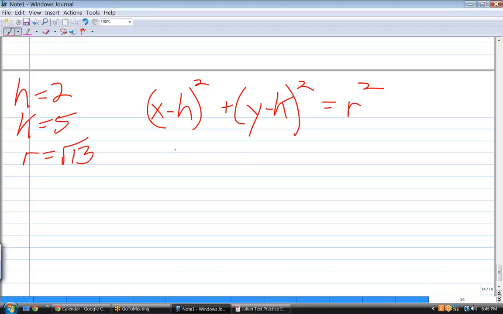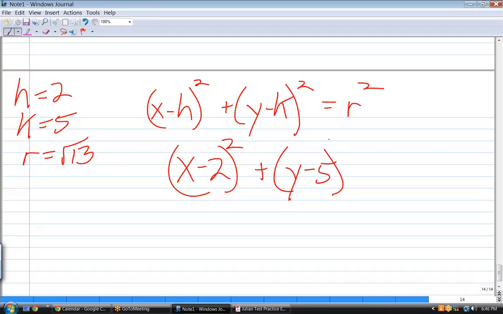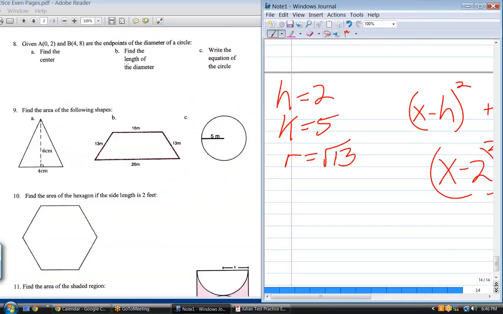Okay. So what's the final equation? Alright, so x minus 2 squared plus y minus 5 squared equals 13. Very good. That's a good problem. Really a good problem. You have to know so many things to solve that problem.